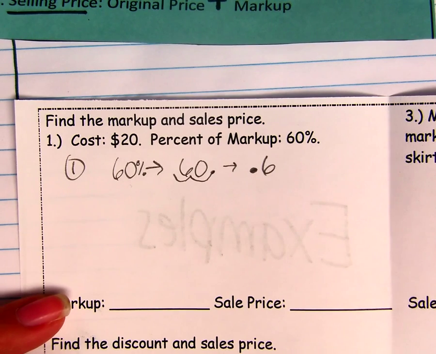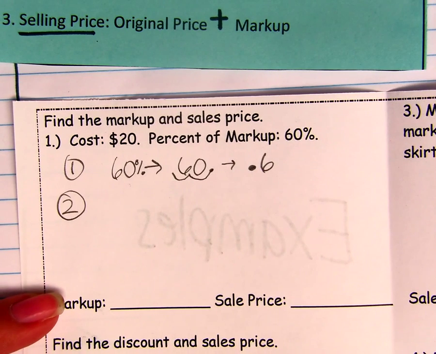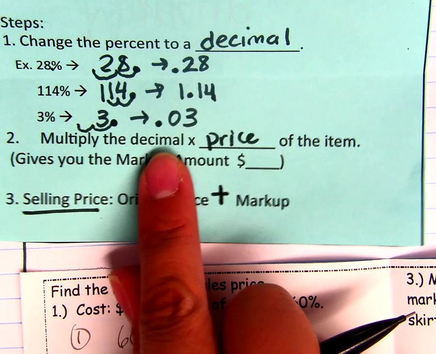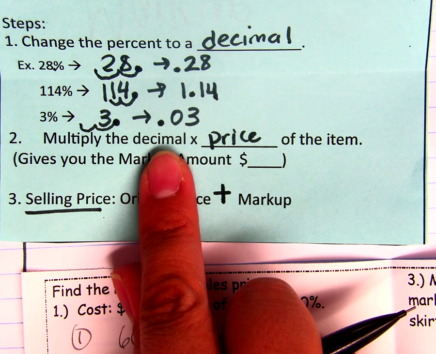And then what was step 2? What does step 2 say? You have to multiply. Okay, guys, all I'm asking you to do is read the paper. I know you guys can read. I know, but I have some students that aren't trying. All I asked was for you to read it.